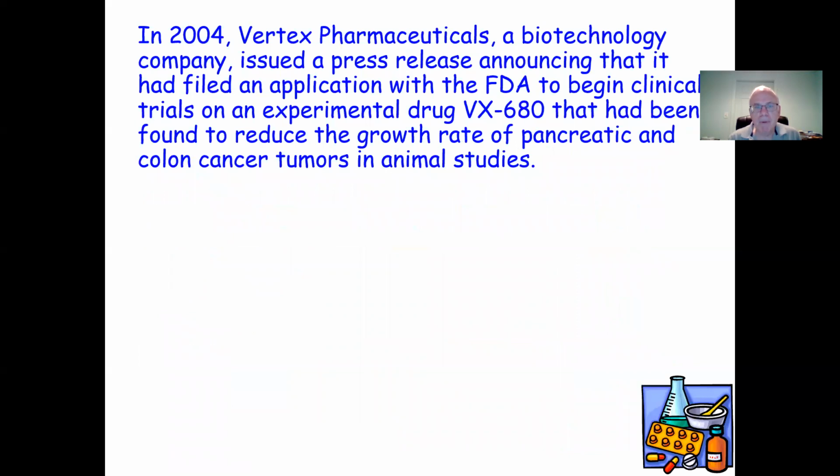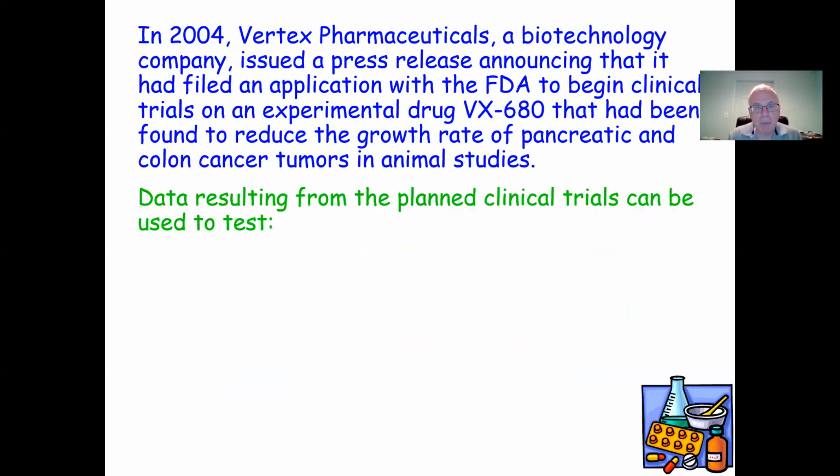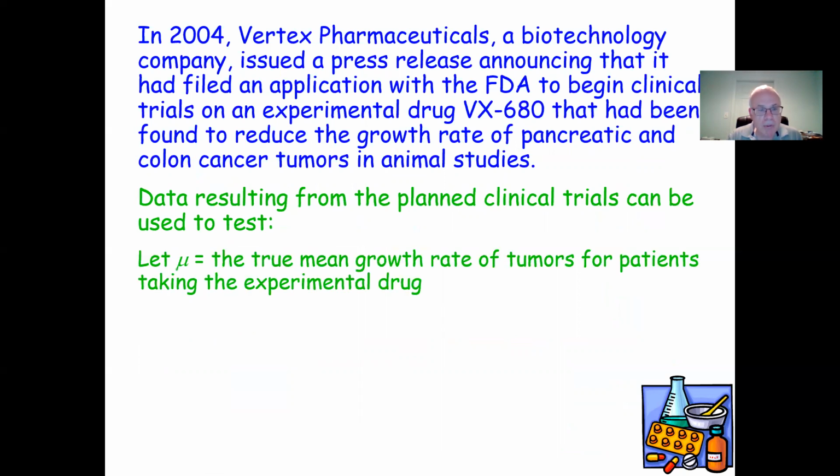All right, let's do another example. In 2004, Vertex Pharmaceuticals, a biotechnology company, issued a press release announcing that it had filed an application with the FDA to begin clinical trials on an experimental drug, VX-680, that had been found to reduce the growth rate of pancreatic and colon cancer tumors in animal studies. Data resulting from the planned clinical trials can be used to test the true mean growth of tumors for patients taking the experimental drug.